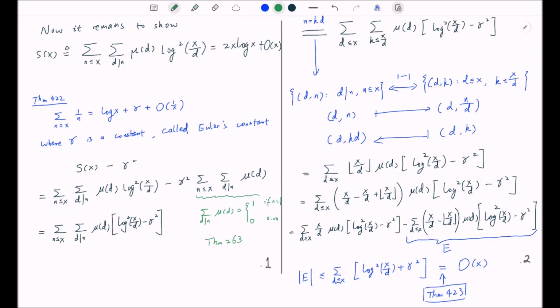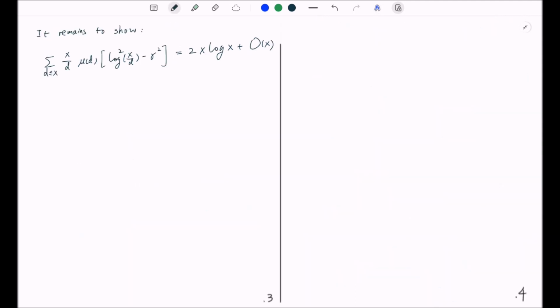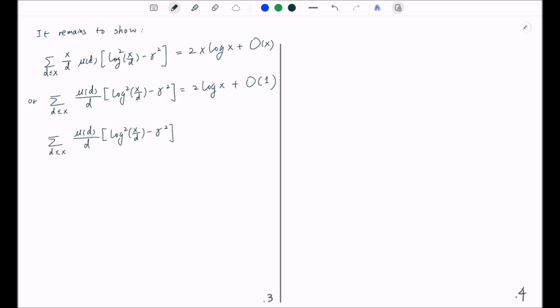Now, it remains to study the first part. We will show that this is 2x log of x plus big O of x. Or, equivalently, if you divide both sides by x. So now let's prove this. We'll start by simplifying the left-hand side.